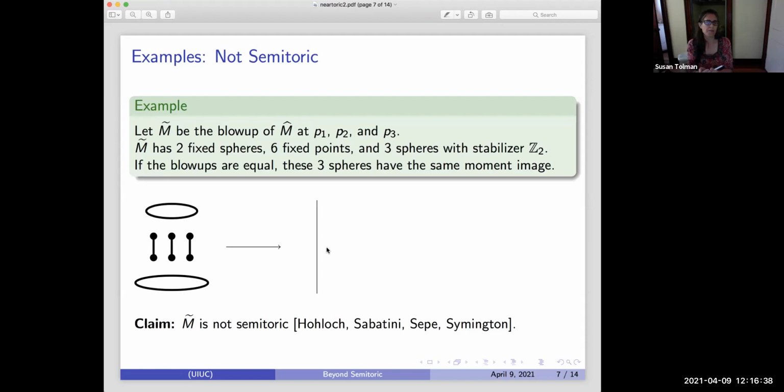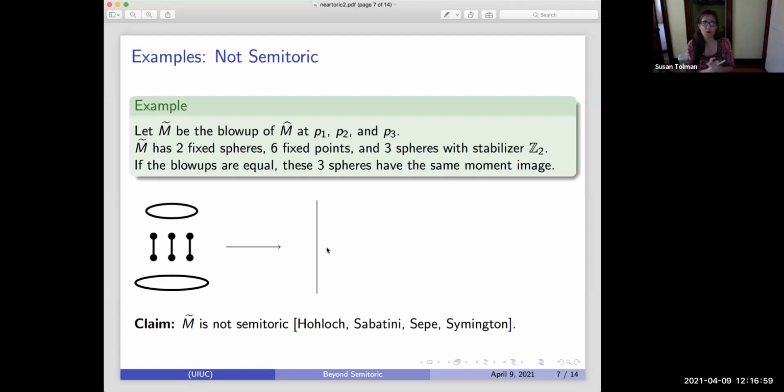And your 2-spheres will have a stabilizer. Each 2-sphere is going to be stabilized by Z2, and which has, of course, a fixed point on the top and the bottom. So now we're going to have 2 fixed spheres, 6 fixed points, and 3 spheres with stabilizer Z2.